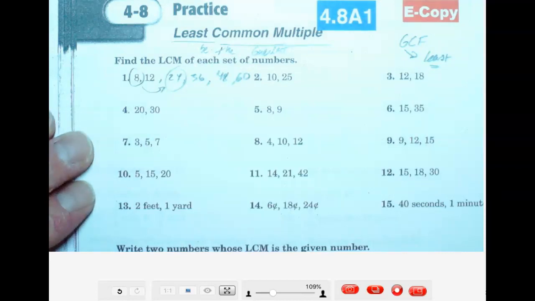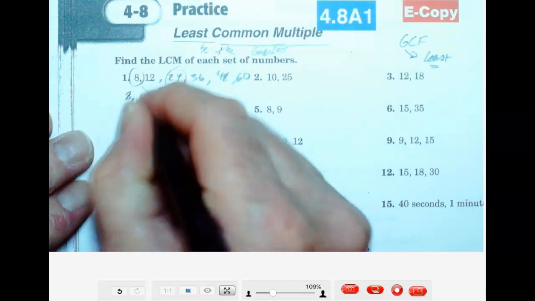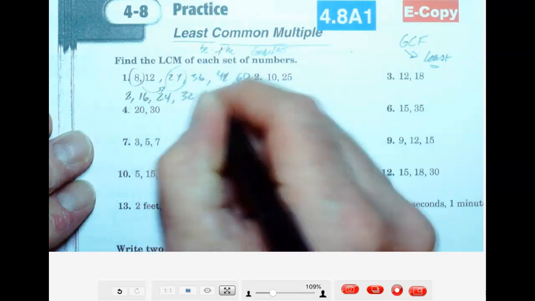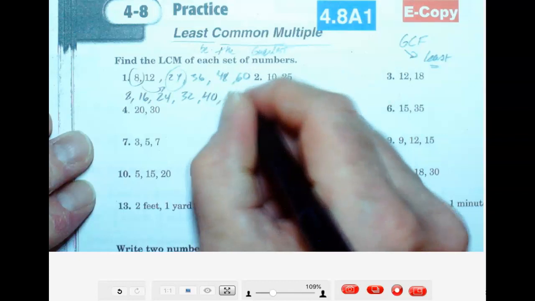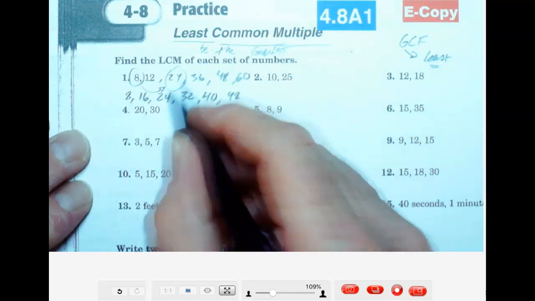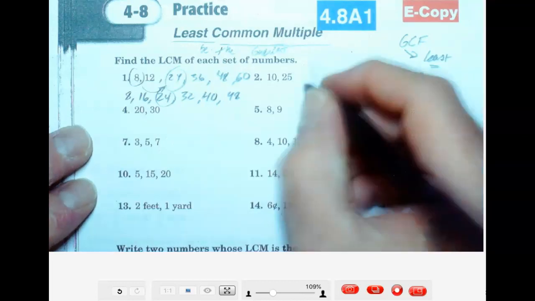Now you could have done it this way too. You could have written down 8, 16, 24, 32, 40, 48. And you could have looked at that and then found the smallest number that they both land on when skip counting. But why do twice the work? Why not just do it with a larger number? There's always the problem of showing your work.